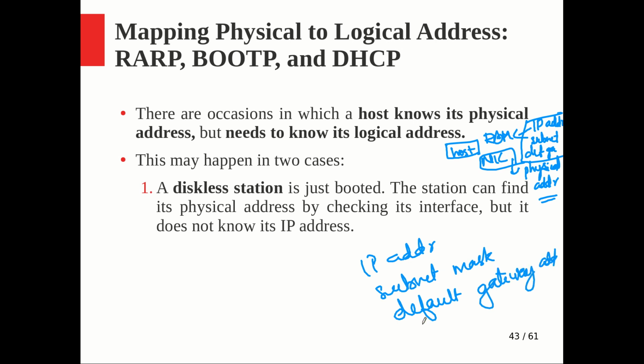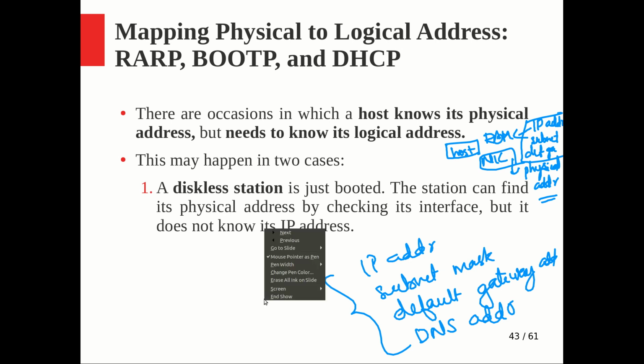Then this DNS server address, just verify whether you can see all those things in your network configuration file, right? So all those things are there in our computer memory. But what about a diskless machine? All those things are supposed to be in the secondary memory or something like a ROM.